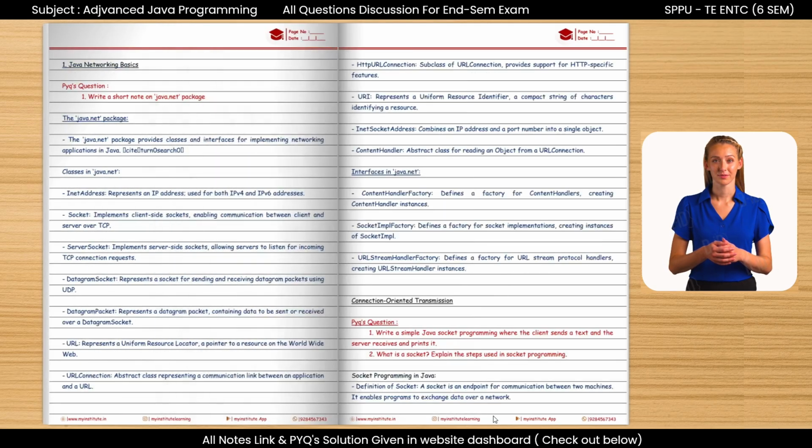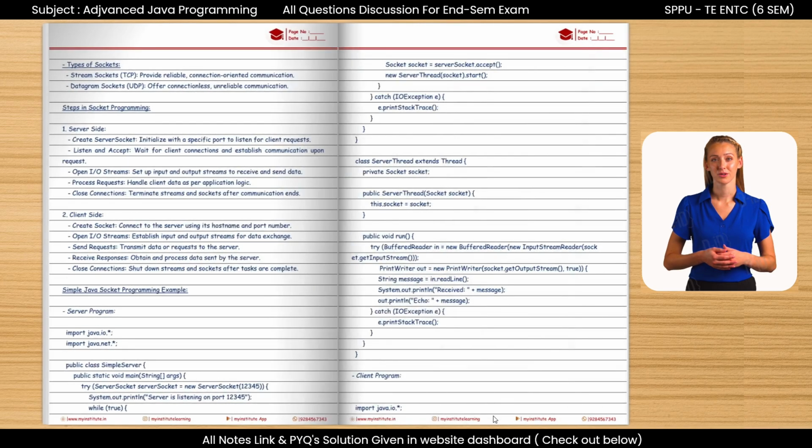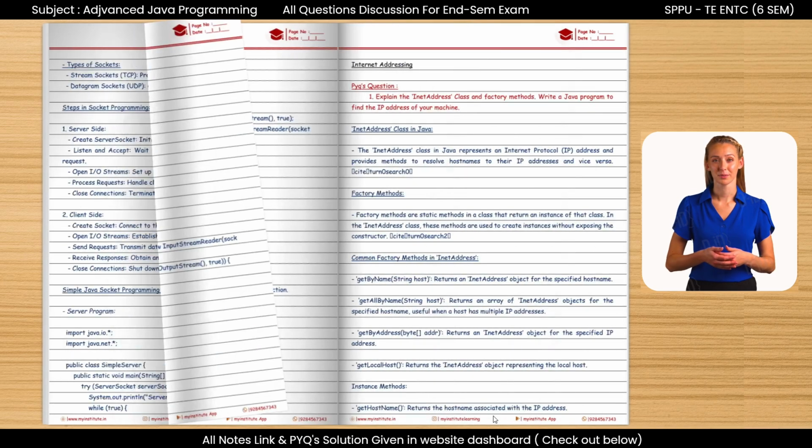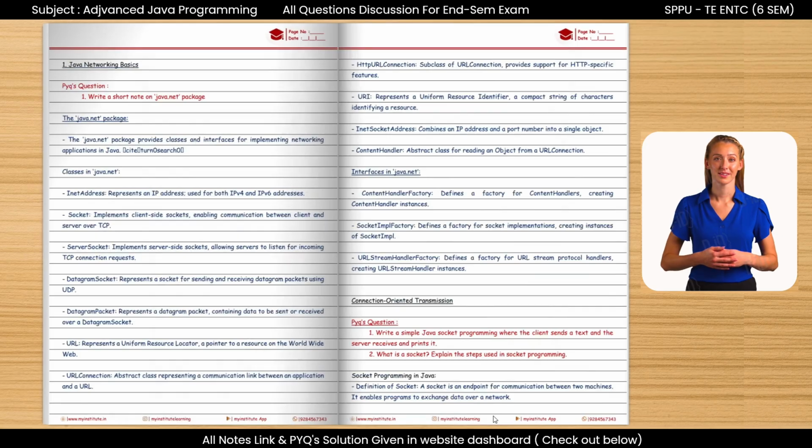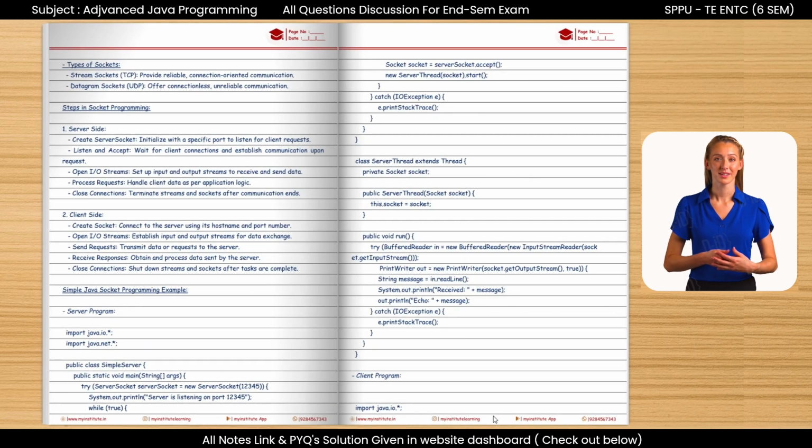Now let's move on to our next topic, which is understanding sockets and their programming steps. From this topic, we can expect the question like, what is a socket? Explain the steps used in socket programming. A socket is a link between two computers that allows data exchange over a network. The steps in socket programming include creating a socket, binding it to an address, listening for client requests, accepting connections, and reading or writing data through input and output streams.